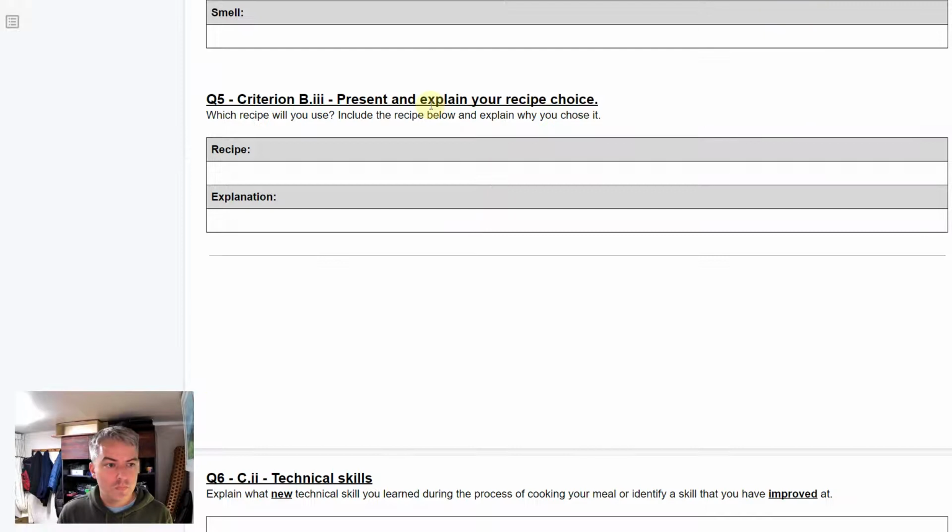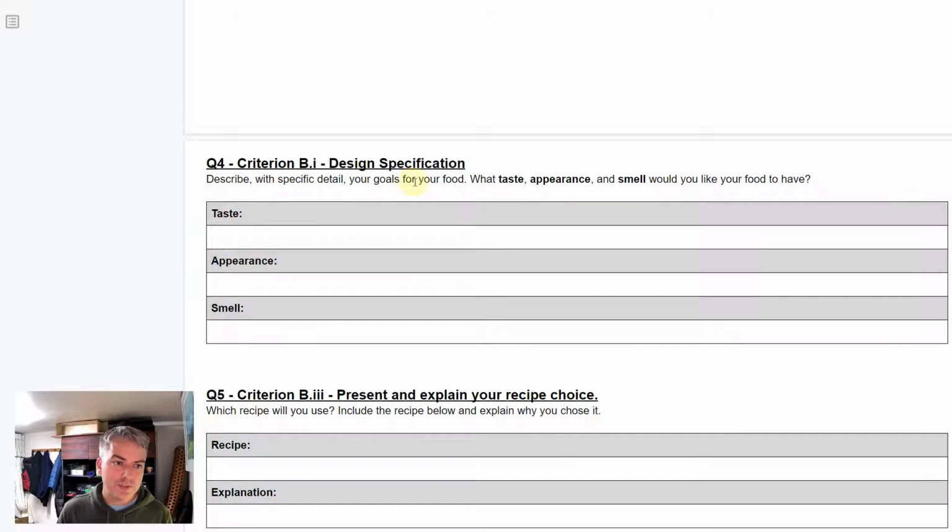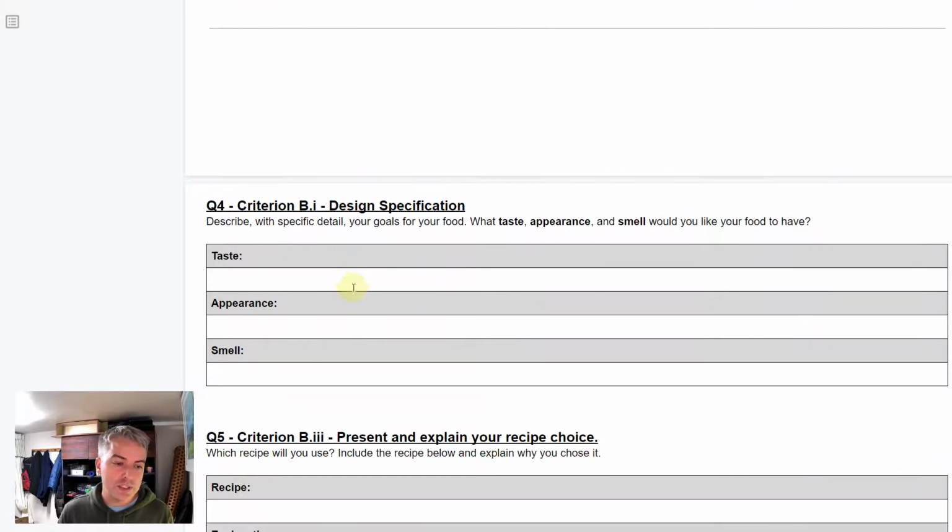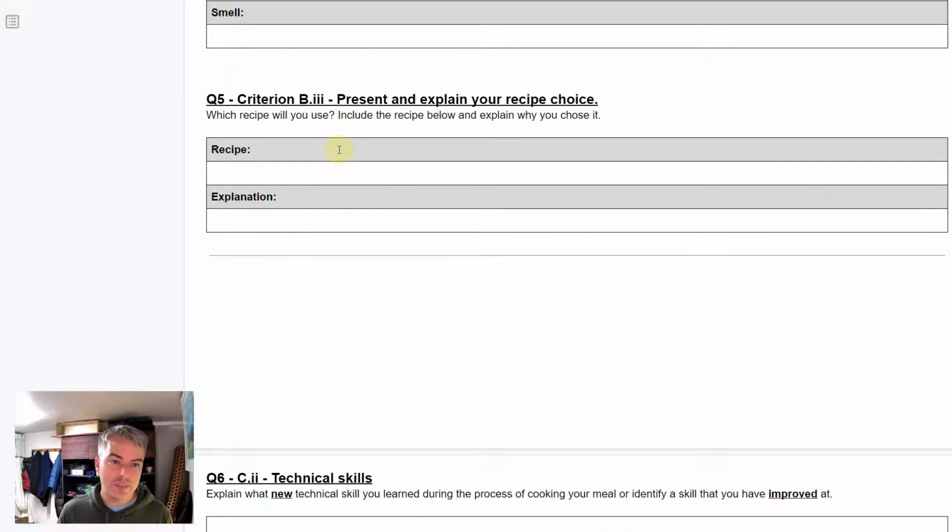Question number five is going to be about presenting and explaining your recipe choice. Previously, you might have researched three recipes. Tell me about what recipe you went with and explain why. Part of the IB process is making a choice and then justifying why it was your choice.